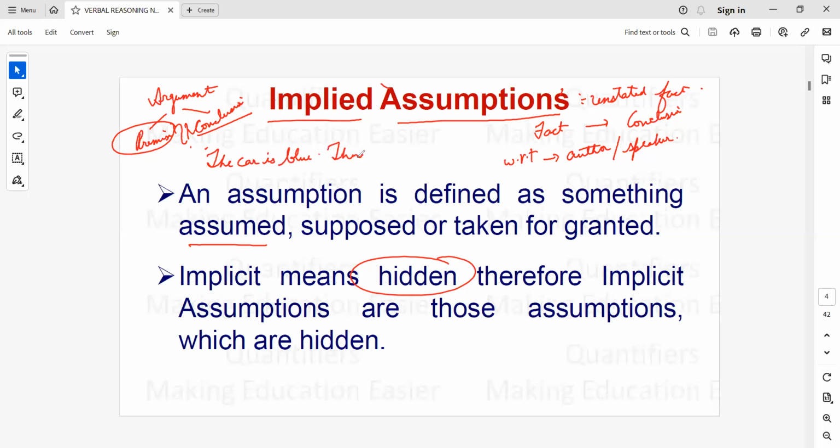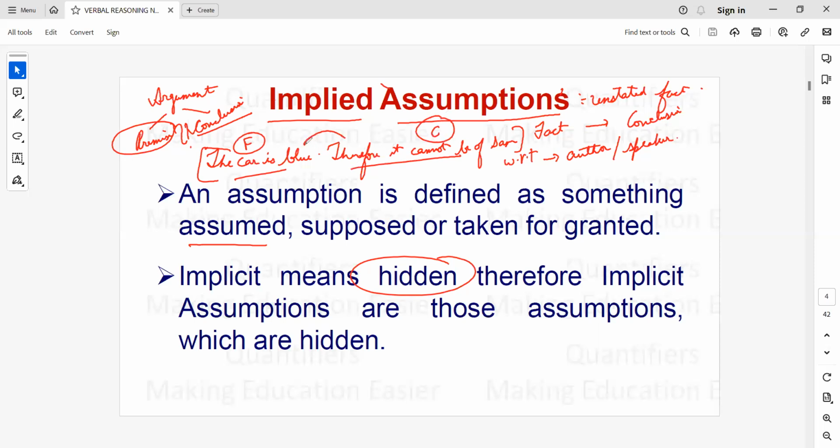Therefore, it cannot be of Sam. Right? So I'm giving a statement. The car is blue, therefore it cannot be of Sam. So what is the fact here? The fact is the car is blue. And what is the conclusion? Therefore it cannot be of Sam.